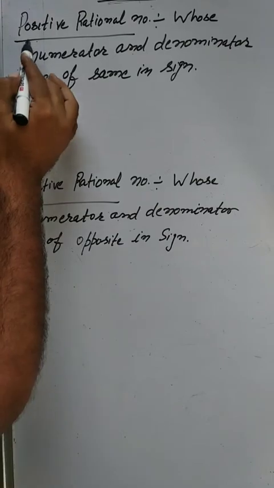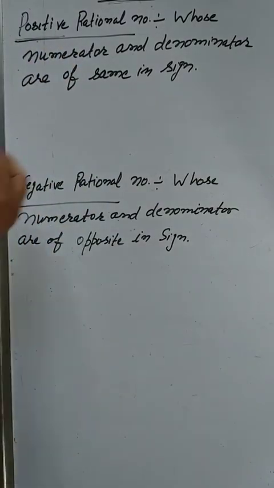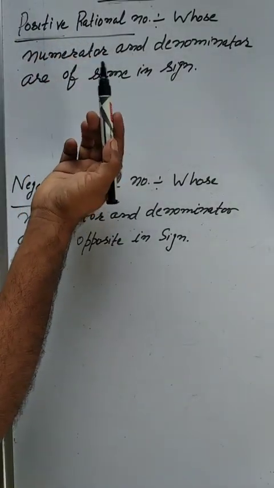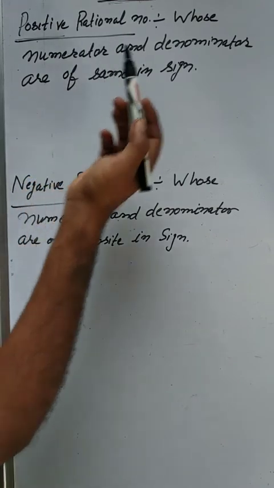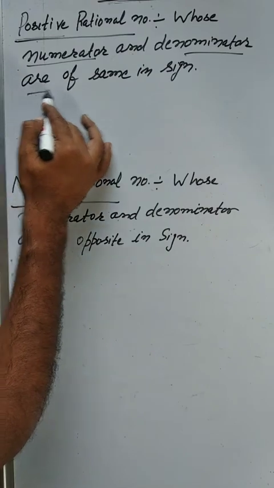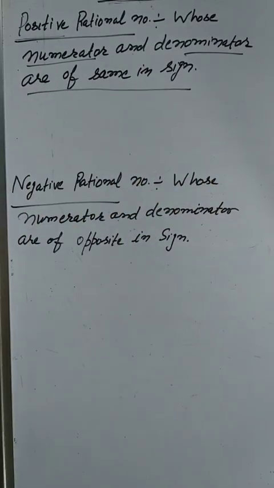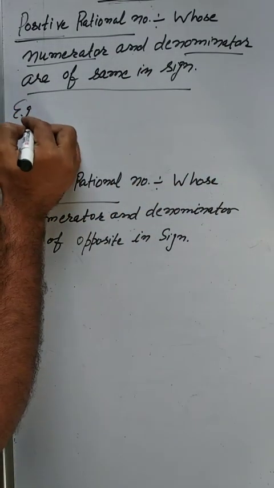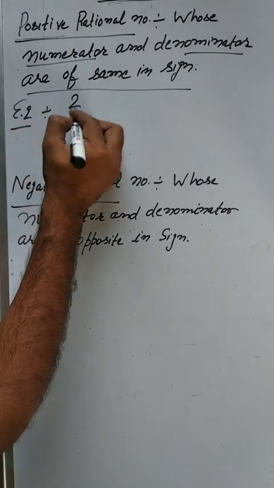Now the next is positive rational numbers. From the name it is clear: those whose sign is positive, or you can say whose numerator and denominator are of the same sign. They are called positive rational numbers, like 2 upon 3.